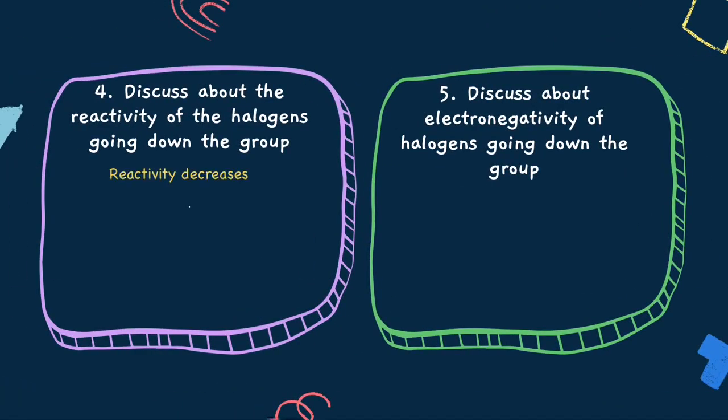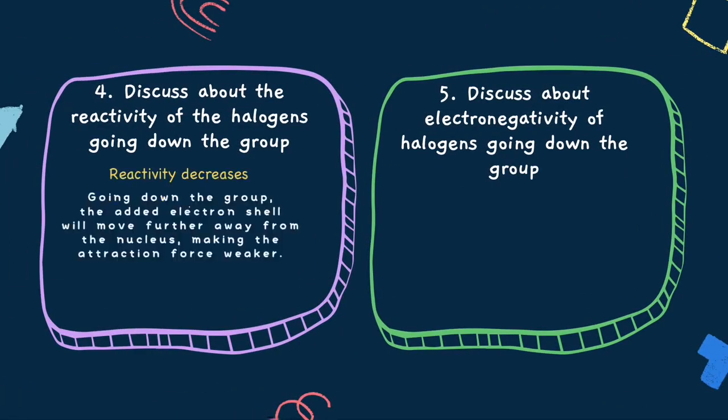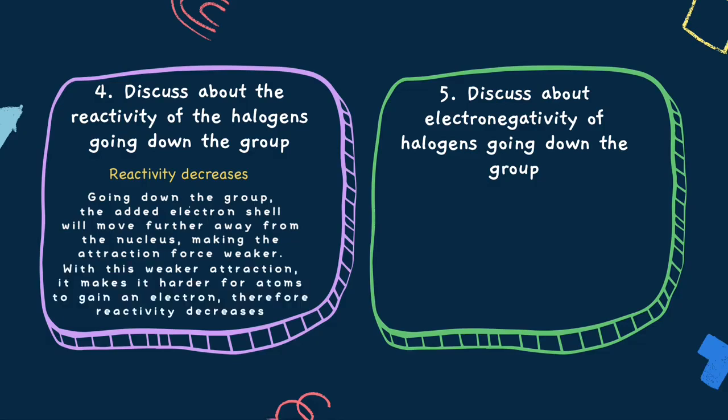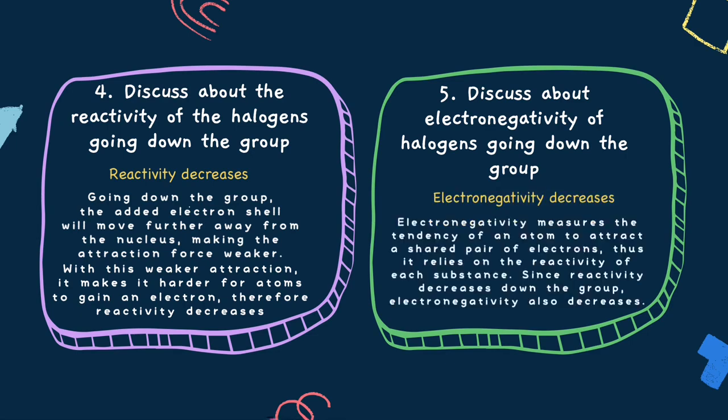Reactivity of halogens decreases. As we know, going down the group, the added electron shell will move further away from the nucleus, making the attraction force weaker. With this weaker attraction, it makes it harder for atoms to gain an electron. Therefore, reactivity decreases.